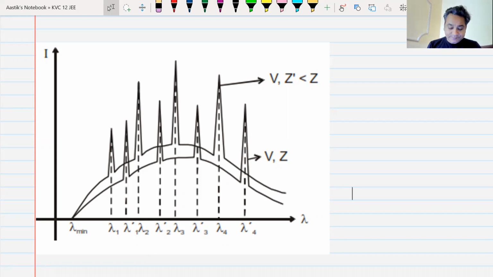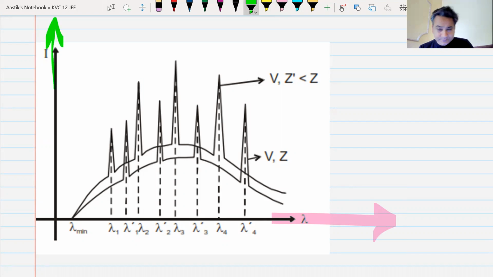We have plotted wavelength lambda and intensity. This is the same graph that we had shown in the last class. Wavelength lambda is here, intensity I is here. We have plotted it at the same voltage. You can see it is plotted at the same voltage V. Since it is plotted at the same voltage V, you can see this lambda minimum is the same. Do we understand this?